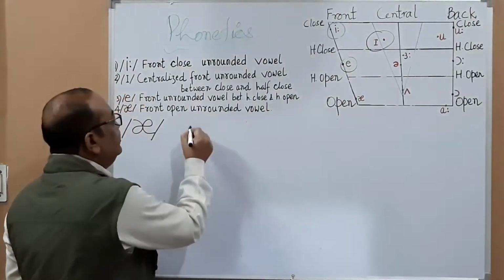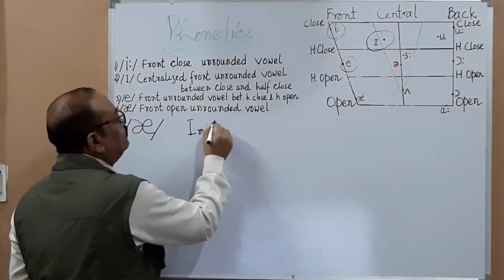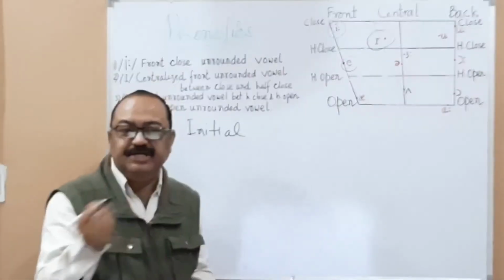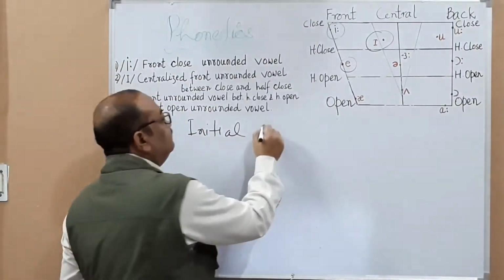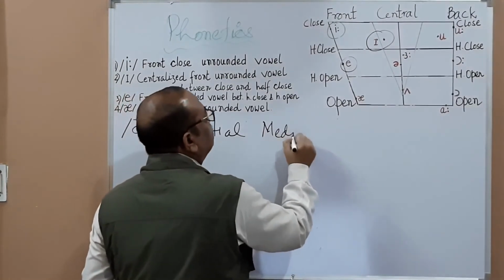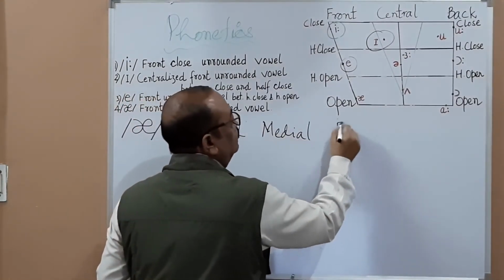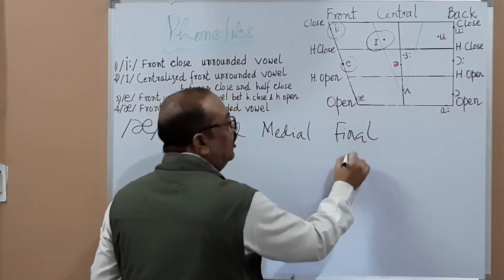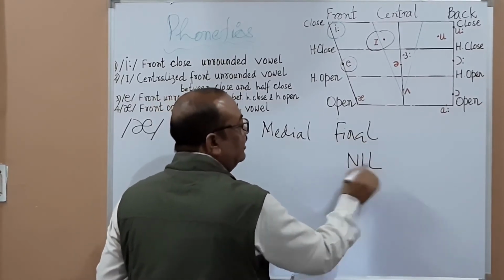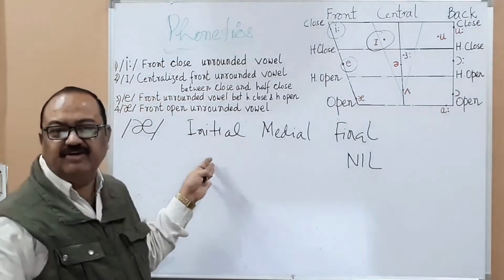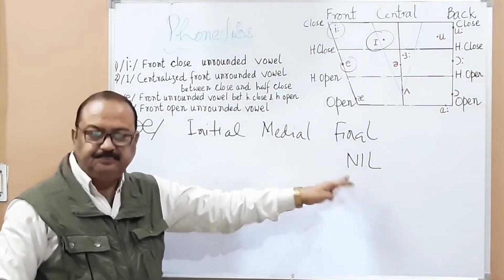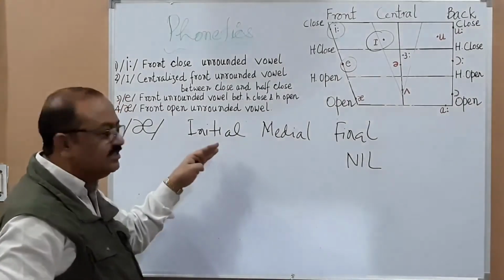Okay, let us write initial position, medial position and final position. Final, I am again reminded, here again you have nil. It means this æ sound doesn't occur finally also. You don't have final occurrence of this. So let's begin with the initial.